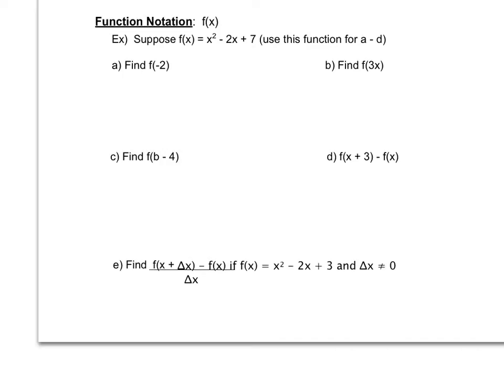What does this tell me to do? It tells me to go to my function, and every time I see a variable, I'm going to plug negative 2 in that place. So here's my function. I'm using it for A through D. All right, so I'm plugging negative 2 in.